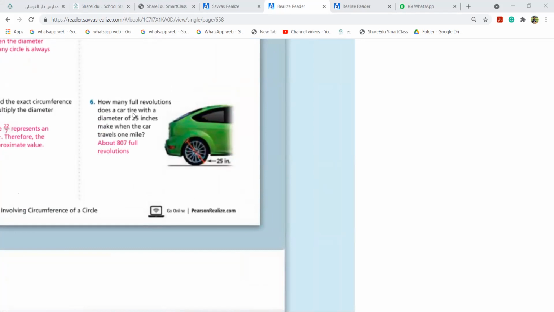How many full revolutions does a car tire with a diameter of 25 inches make for the car to travel 1 mile? First of all, I need to know the circumference of a circle. This is my circle, the tire, and the diameter is given this time. They directly gave you the diameter as 25 inches.